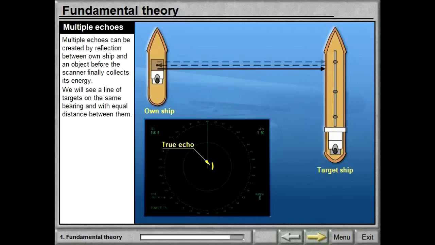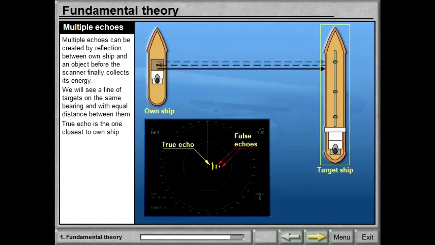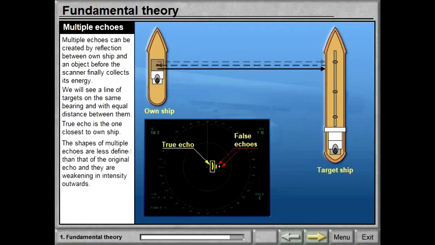On the PPI, we will see a line of targets on the same bearing and with equal distance between them. The true echo is the one closest to own ship. The shapes of multiple echoes are less defined than that of the original echo, and they are weakening in intensity outwards. Reduction of gain and clutter will remove the false echo before the true echo.